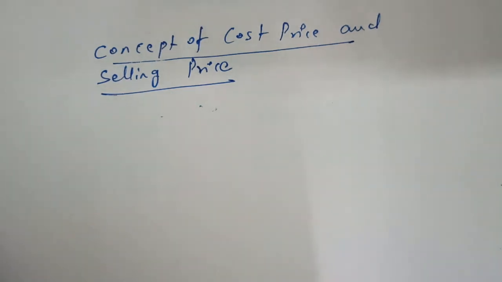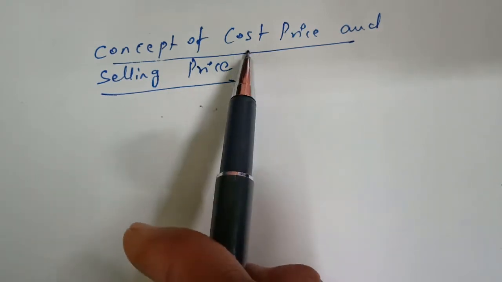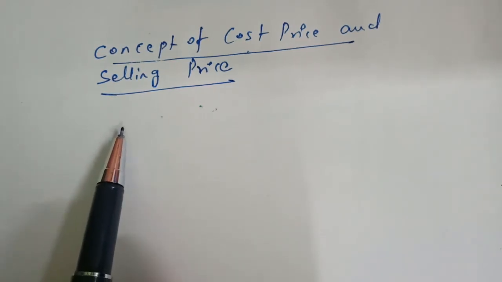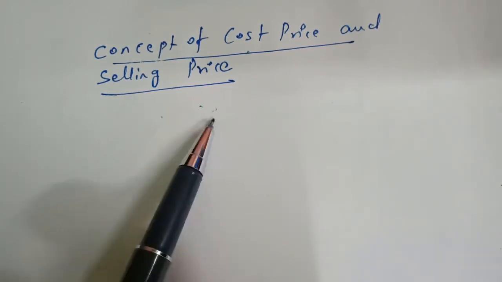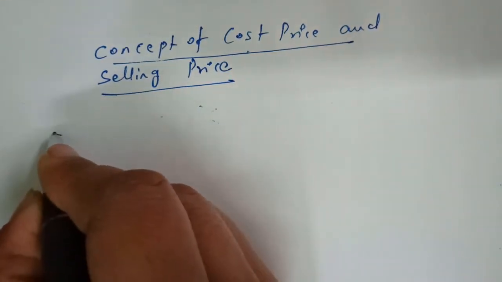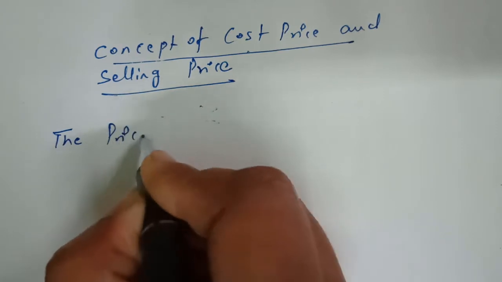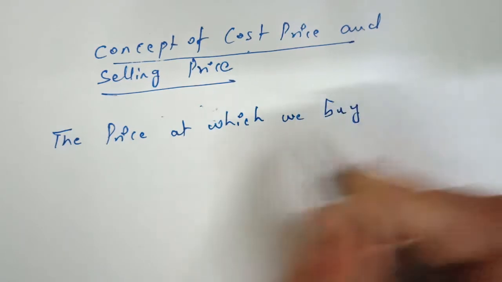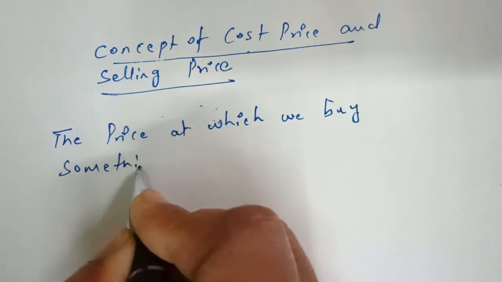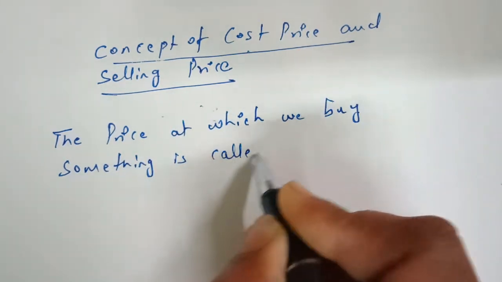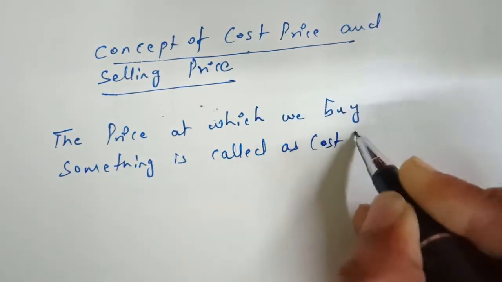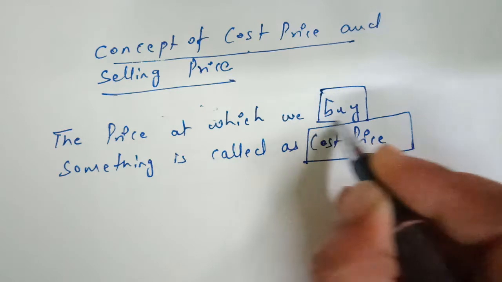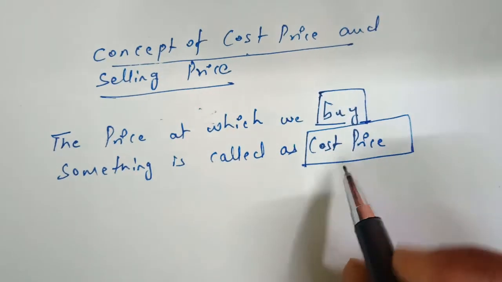The price that you pay to the shopkeeper will be called the cost price. And the price at which the shopkeeper sells it will be called the selling price. So in short, we can say the price at which we buy something is called the cost price.